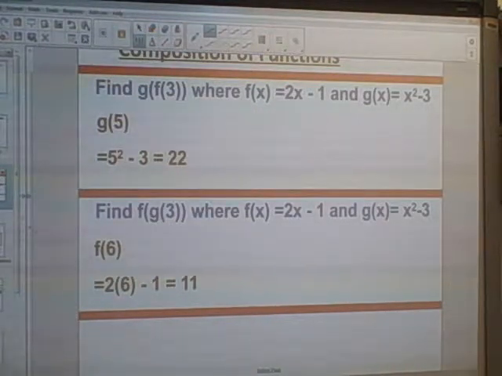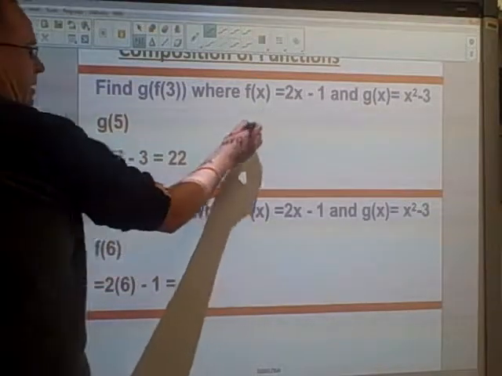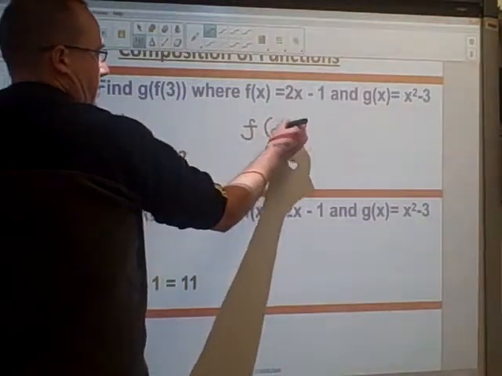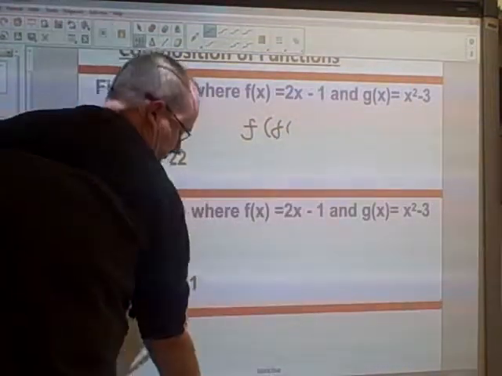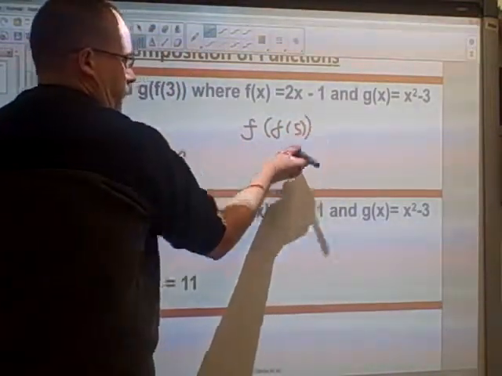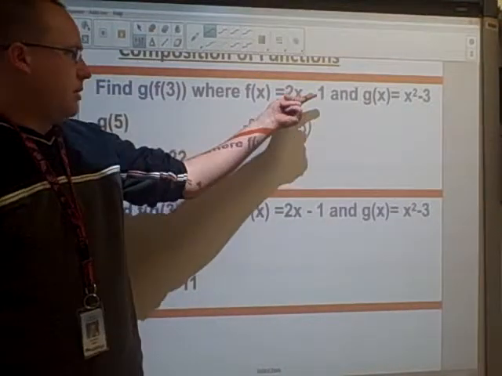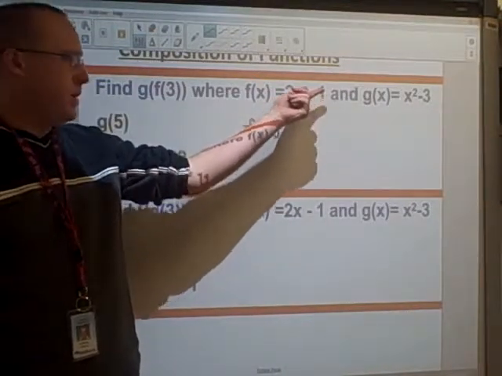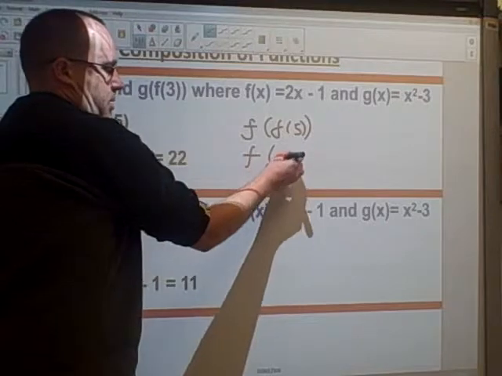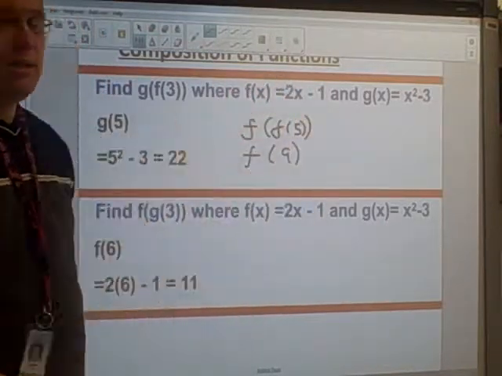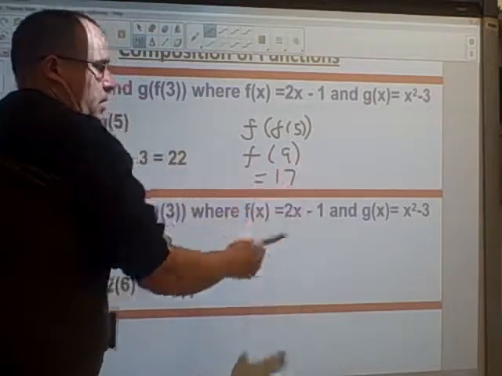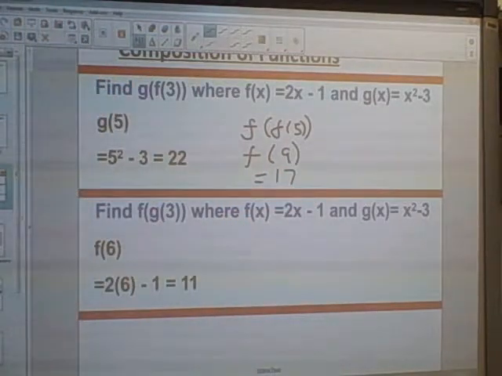Now you can also plug back into the same thing as well. So I can also ask you to do f of f of x, or if I give you a specific number, let's say 5. So you'd work out f of 5, 2 times 5 is 10, take away 1 is 9. Take that answer and plug it back into f. So 2 times 9 is 18, minus 1 is 17.